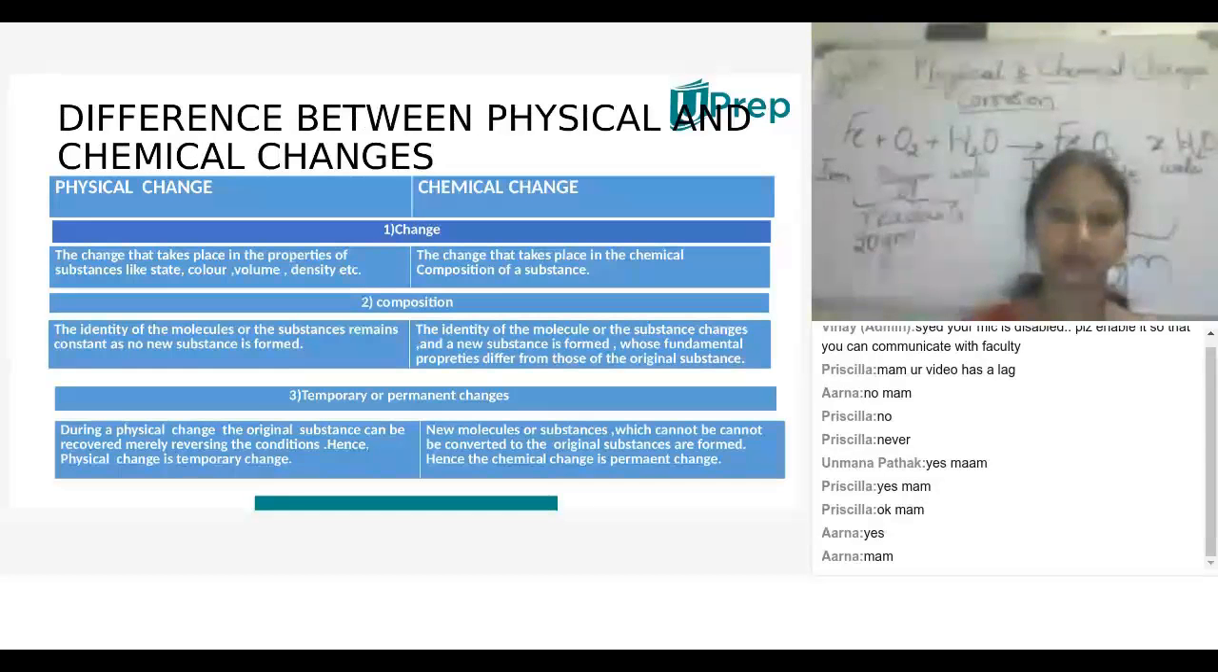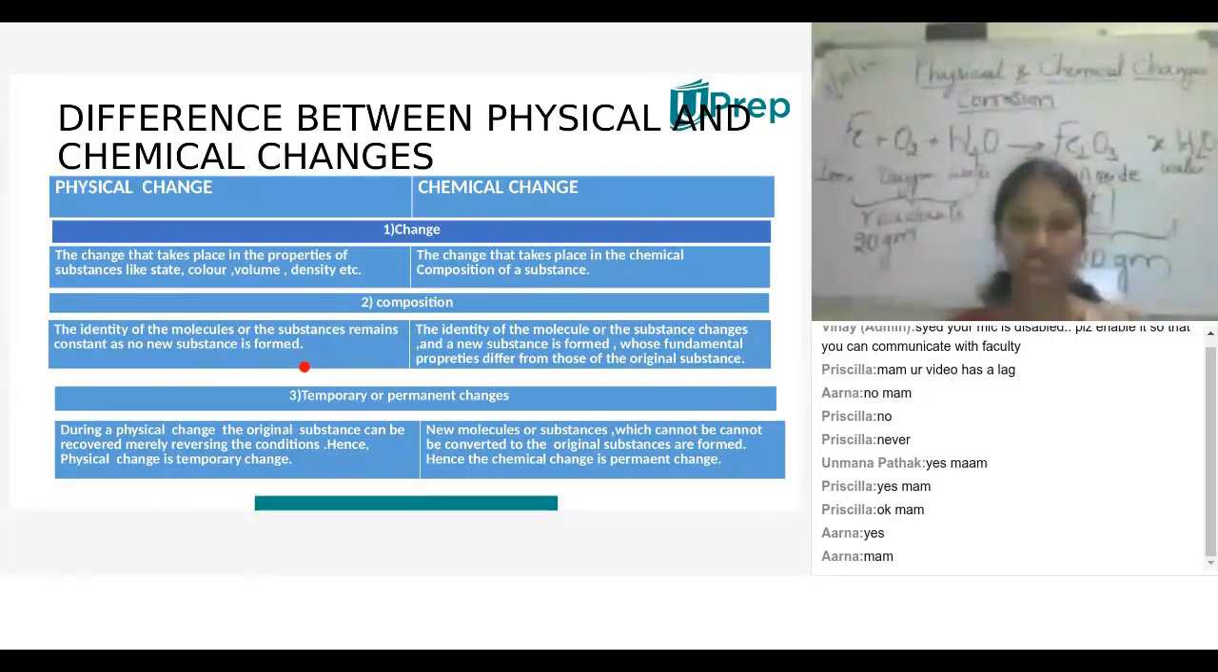Let us go with the small differences between the physical and the chemical changes. These are the physical and chemical change differences. In physical change, the change takes place in the properties of a substance like state, color, volume, density, etc. In chemical change, the change takes place in the chemical composition of a substance. Understood? Here only the external physical properties change.